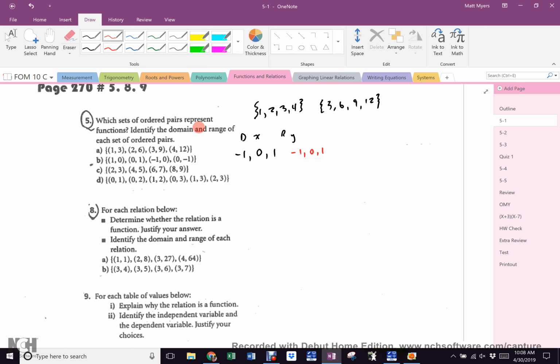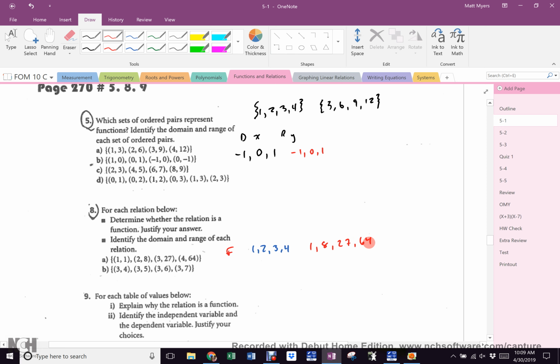Okay. First one. Function. Yes. Yes, when they're written like this. Yes. Because the domains are the x's. So the first one is a function because we can see that it is. And the domain is, which I will do in blue, 1, 2, 3, 4. And what's the range, which I'll do in red? 1, 8, 27, 64. Good.